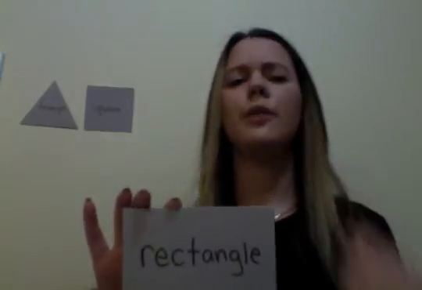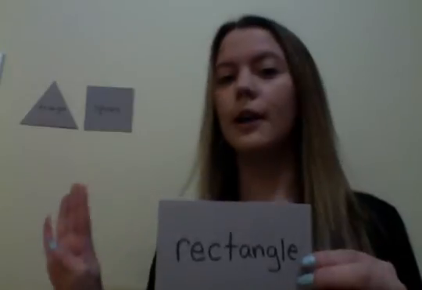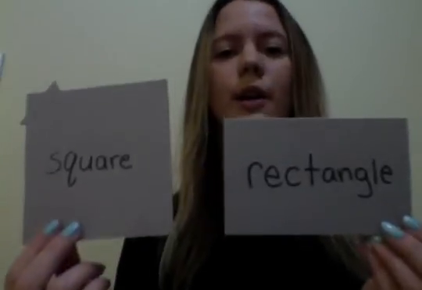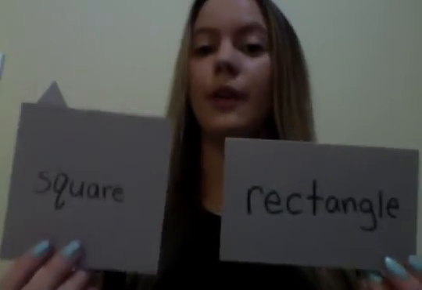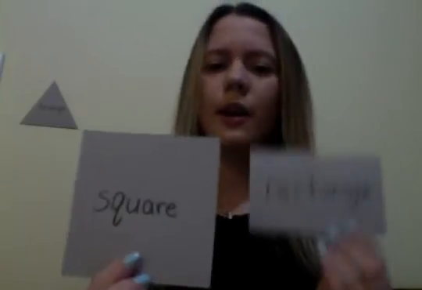Now, I want you to think. We just went over another shape that has 4 sides and 4 corners. What shape was that? Good. It was a square. How does a square and a rectangle both have 4 sides and 4 corners? We both know that they have 4 sides and 4 corners. So what's different about the square and the rectangle?